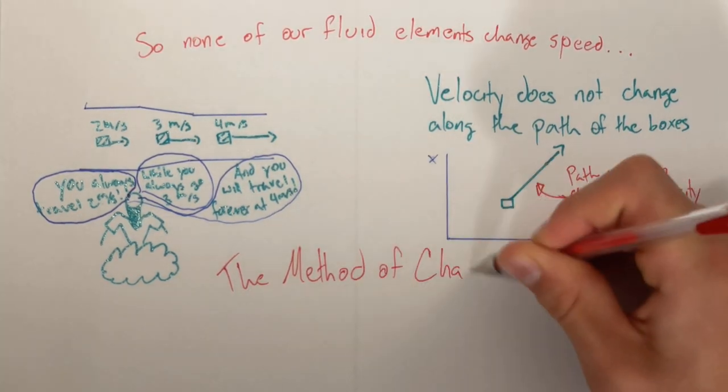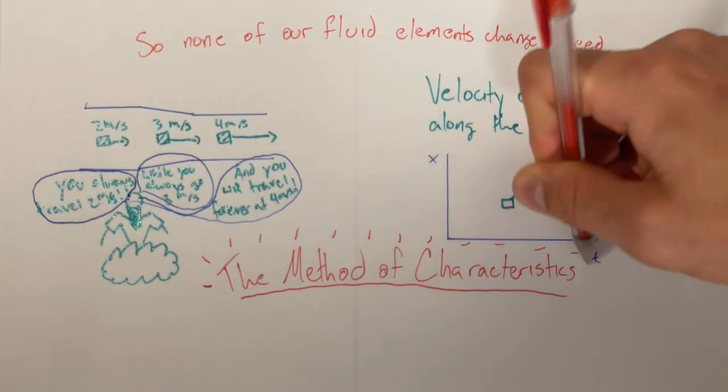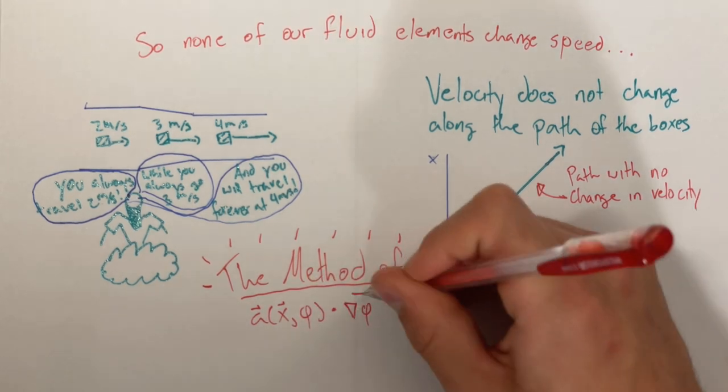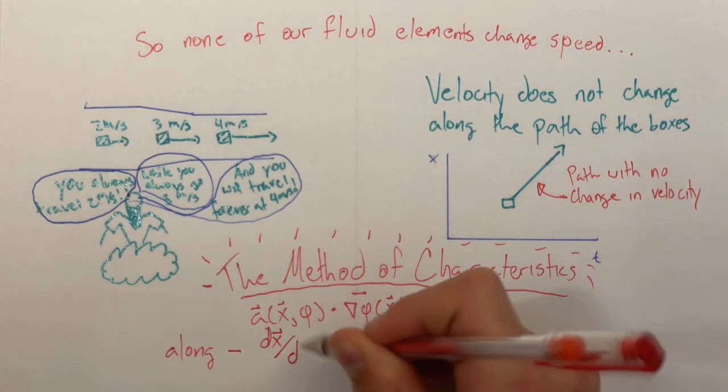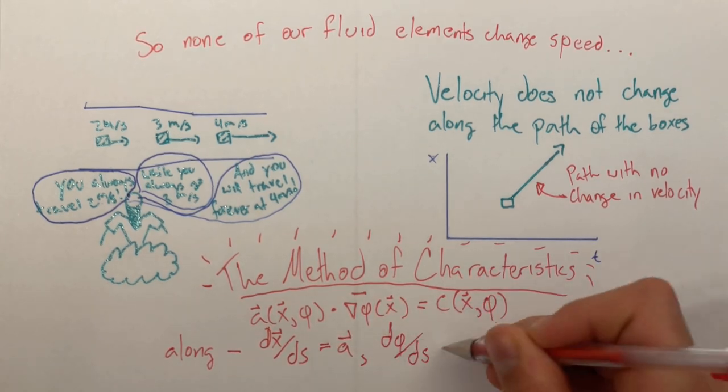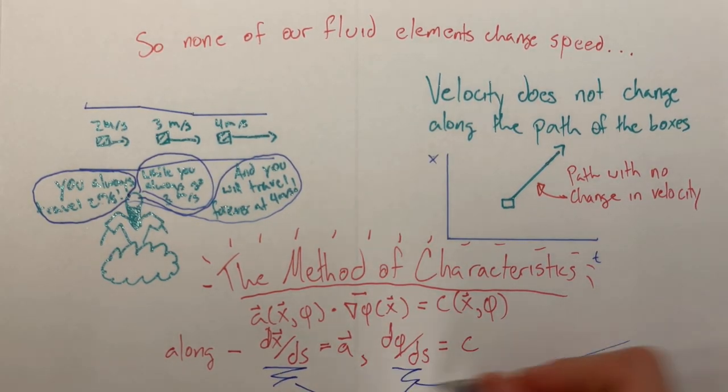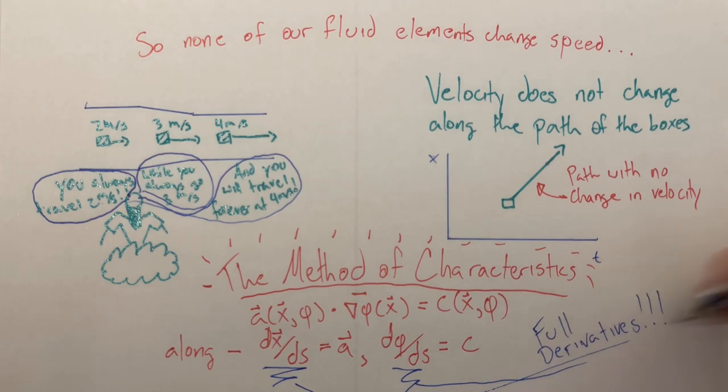Finding paths along which the change in some variable is easier to find and work with, the full derivative, is called the method of characteristics, and it is what we just used when we imagined gliding along with our water box. It can be applied to whole classes of nonlinear partial differential equations, and this sort of analysis might be encountered in a college course on the subject.